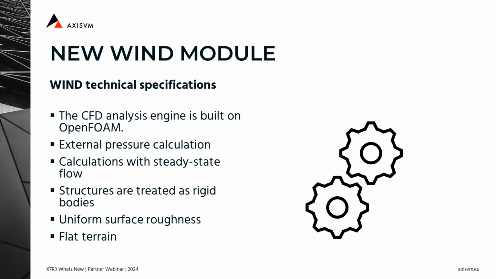Steady-state flow is considered, which means phenomena such as Kármán vortex shedding and resulting fatigue loads are not taken into account. During the calculation, the structures under investigation are treated as rigid bodies, meaning their displacements do not influence the pressure factors and aeroelastic instability losses cannot be examined. All surfaces are assumed to have the same roughness. The terrain around the structures is assumed to be flat.